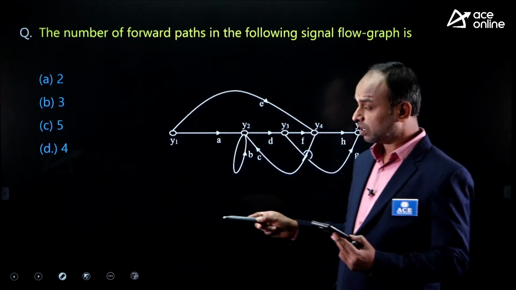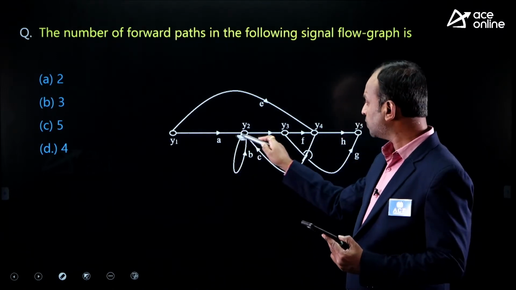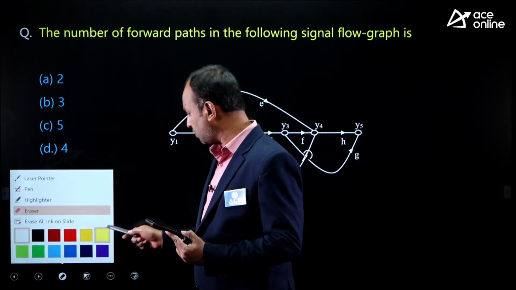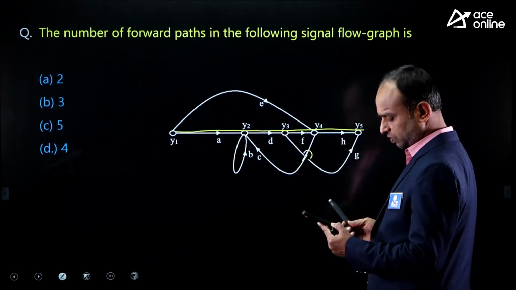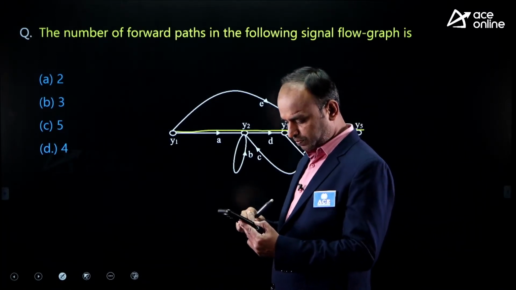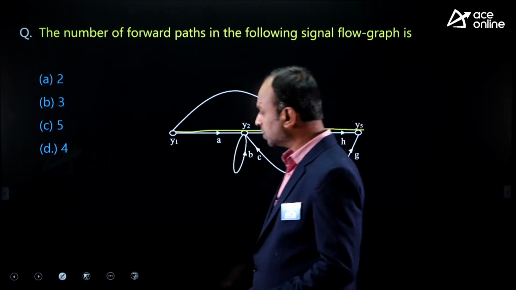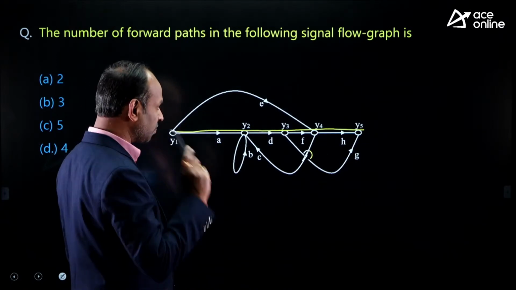Once again, from a simple point of view: starting from input to output, how many ways can we reach? That is called the forward path. I am expecting answers from the remaining students. Majority answers are 3. Good. This is a straight forward path. That is forward path 1.